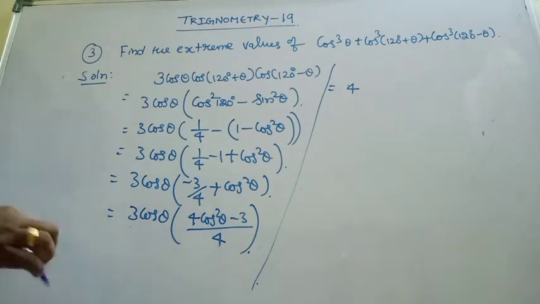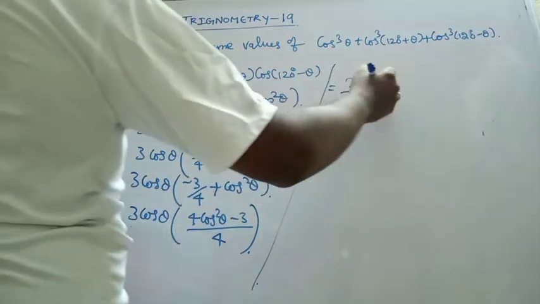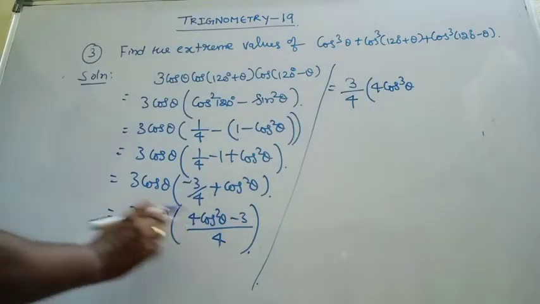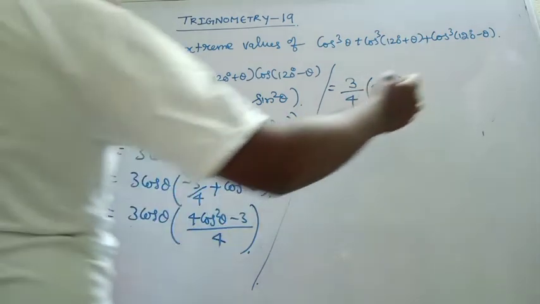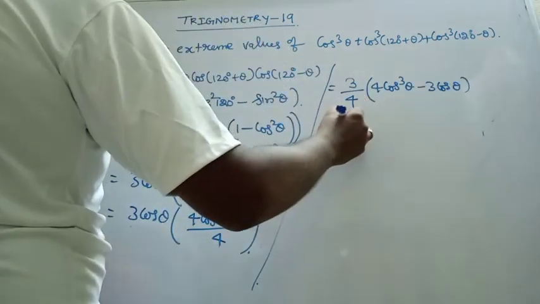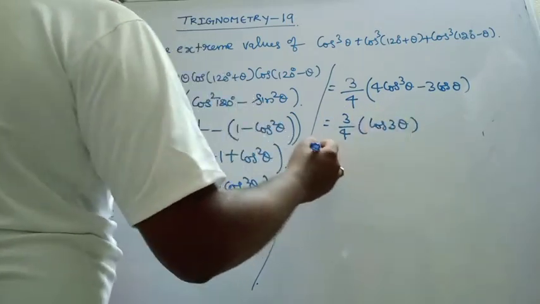Now we can write this as 3 by 4 times (4 cos cube theta minus 3 cos theta). Now this is 3 by 4 times cos 3 theta.